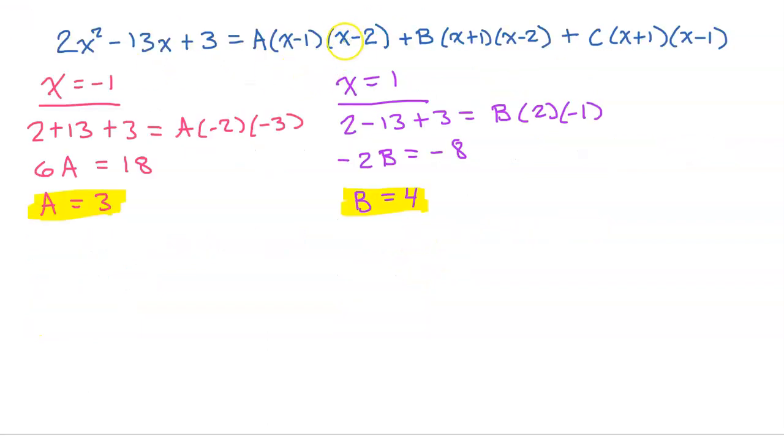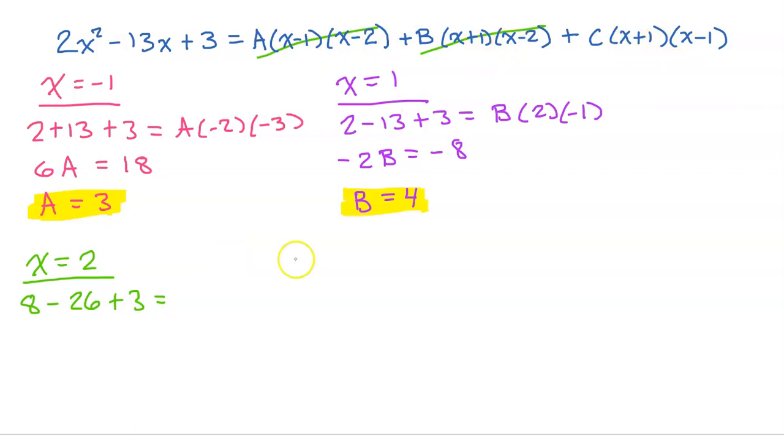If we let x equal 2, that's going to cause the factor of x minus 2 to equal 0. So these two terms will end up being canceled out. So let's let x equal +2. On the left-hand side of the equation, we have 2 squared, which is 4, times 2, which is 8. And then we have -13 times 2, which is -26, plus 3. And then on the right-hand side, these two terms are gone.